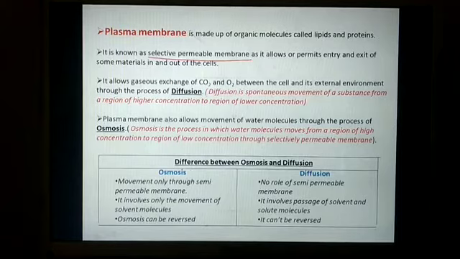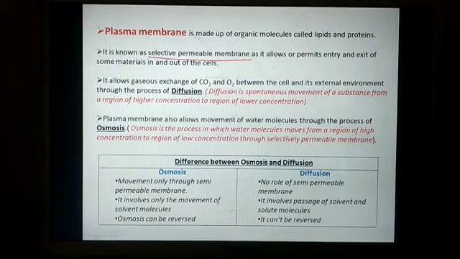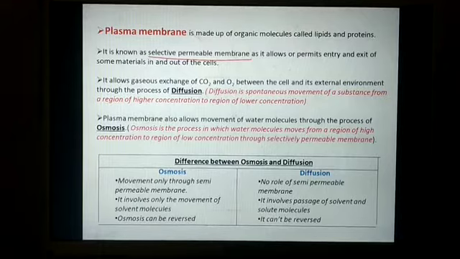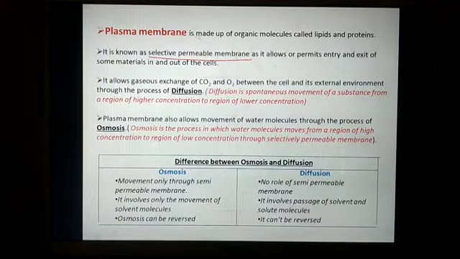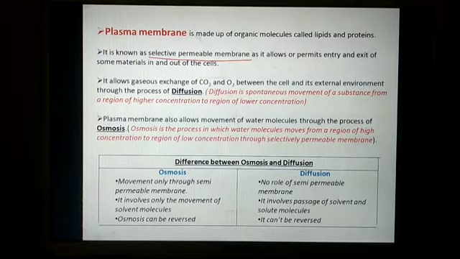These two processes are very important. Other than that, the plasma membrane allows entry and exit of certain types of proteins and other materials. Now, the difference between osmosis and diffusion. As I told you, osmosis happens only through a semi-permeable membrane, and it involves only the movement of solvent molecules, not the whole solution. Whereas diffusion does not need a semi-permeable membrane, and it allows movement of both solvent and solute.